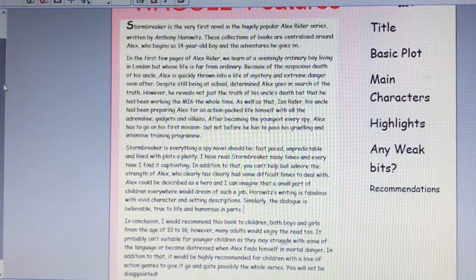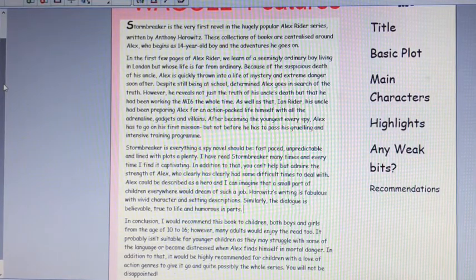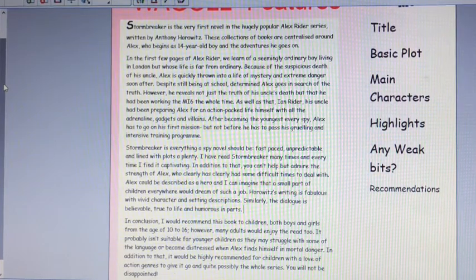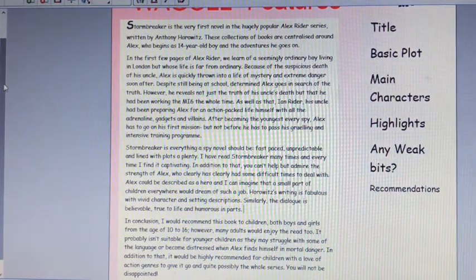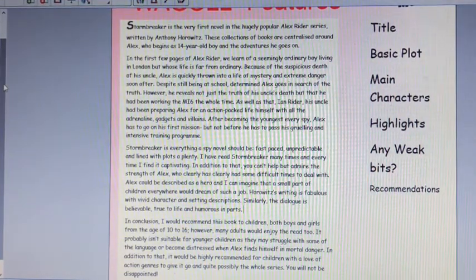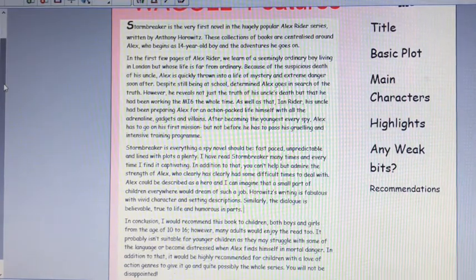Because of the suspicious death of his uncle, Alex is quickly thrown into a life of mystery and extreme danger soon after. Despite still being at school, determined Alex goes in search of the truth. However, he reveals not just the truth of his uncle's death, but that he had been working for the MI6 the whole time. As well as that, Ian Rider, his uncle, had been preparing Alex for an action-packed life himself with all the adrenaline, gadgets and villains.